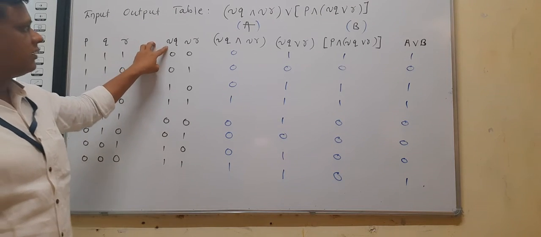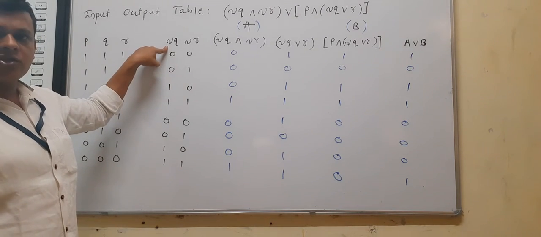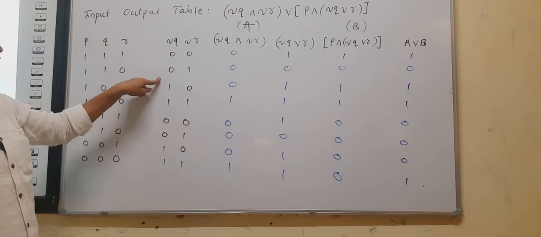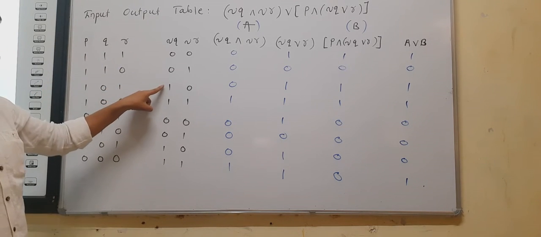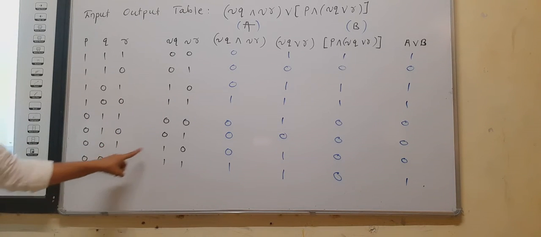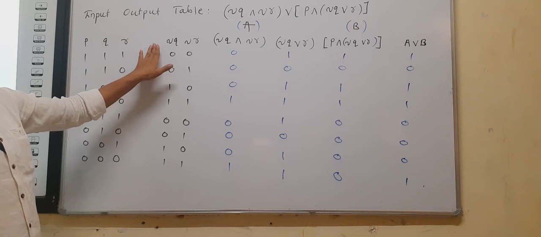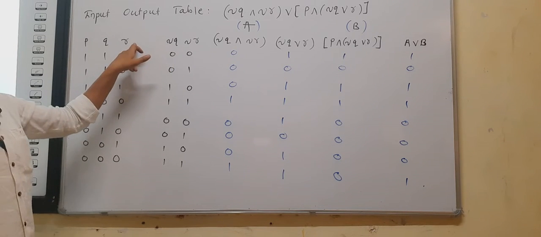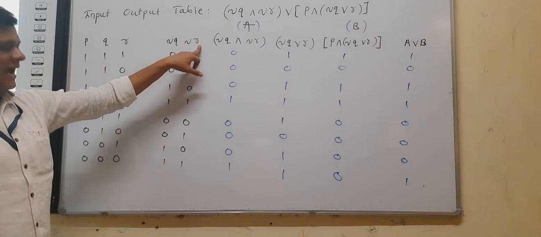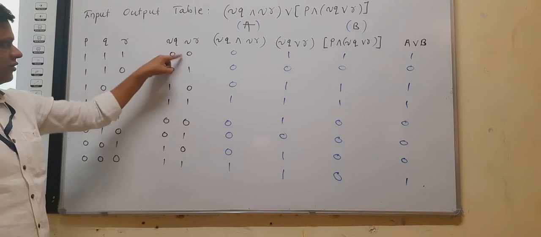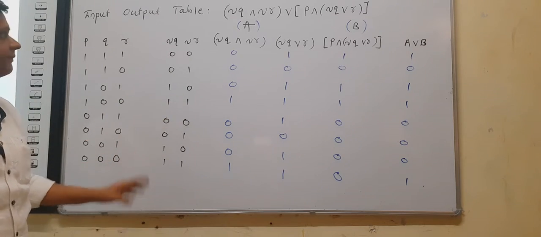Now first we make the negation of Q. Where Q is 1 1, we write 0 0 0 0, then 1 1 1 1. In this way we make the negation of column Q. Similarly, make the negation of column R. Where R is 1 0 1 0 1 0, we write 0 1 0 1 0 1 0 1.